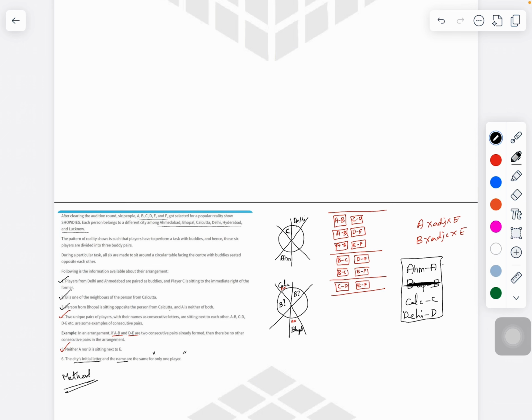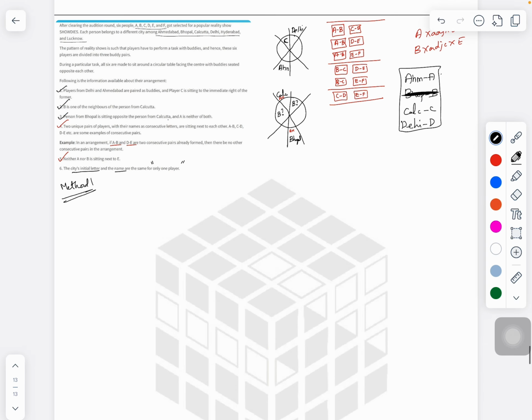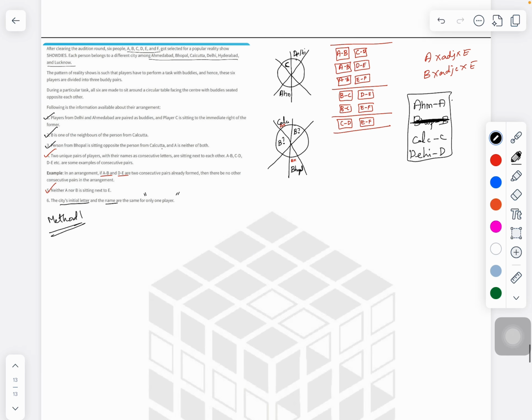Okay, now coming back to method 1, we can take three cases. Case 1, A and Ahmedabad are the only set of players whose city's initial letter and name are matching. Second is Calcutta and C. This is the only pair where their name and city are matching.